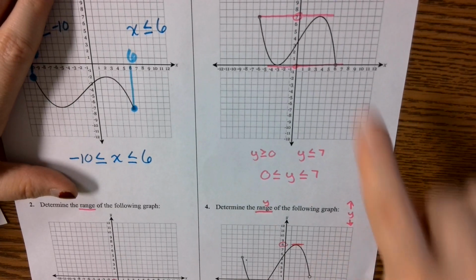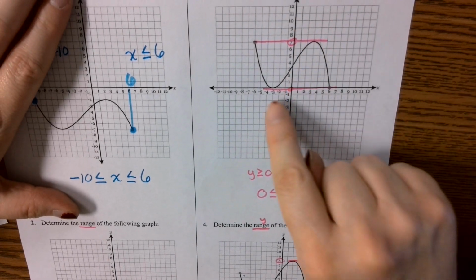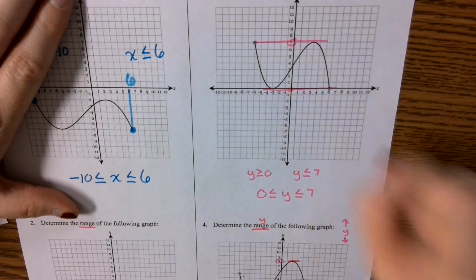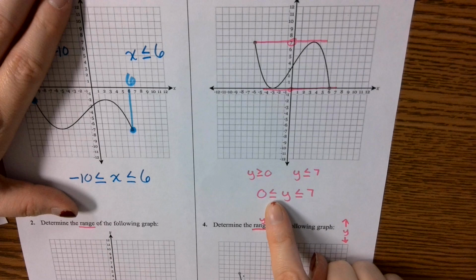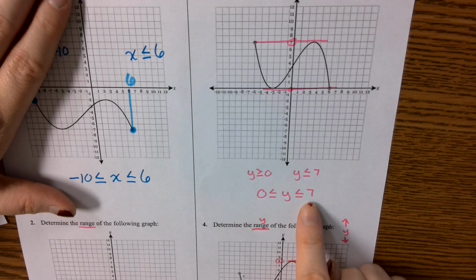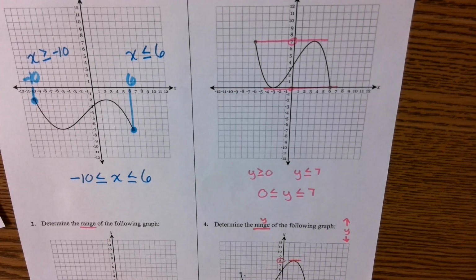Okay, let's take a look at number 3. For problem 3, that was also a range. The lowest point was at 0, the highest point was at 7. So you would get 0 is less than or equal to y, which is less than or equal to 7. That was for number 3. Okay, flip it on over to the back. We're going to go over problem number 5.